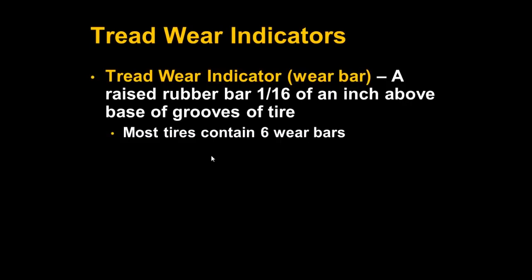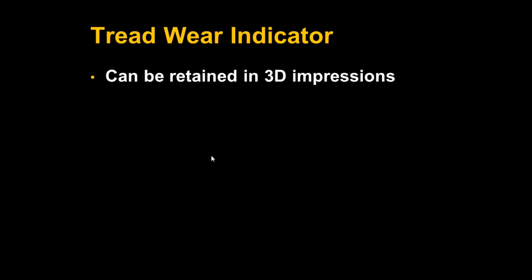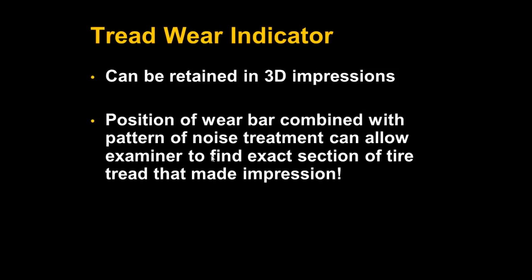When analyzing tire treads, you want to make sure you look for tread wear indicators. These indicators, called wear bars, are raised rubber bars that wear down as a tire is used. Wear bars can sometimes be seen in tire tread impressions, and when you identify the wear bar along with a noise treatment, this information can allow a forensic investigator to pinpoint the exact section of tire tread that made the impression. This can be really helpful when trying to match accident or crime scene impressions with suspect treads.